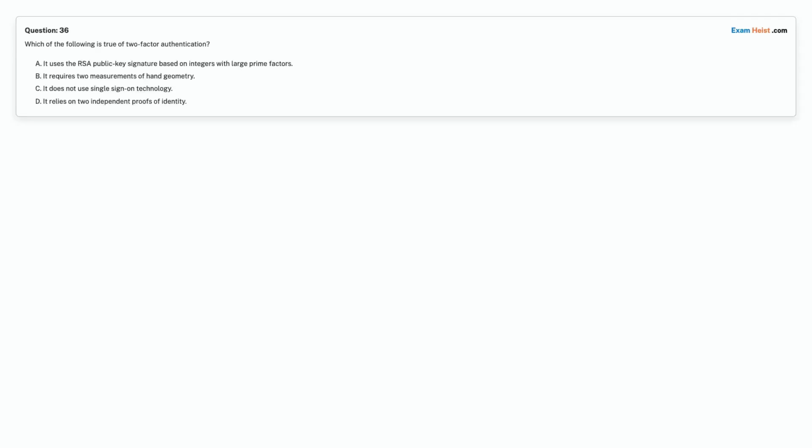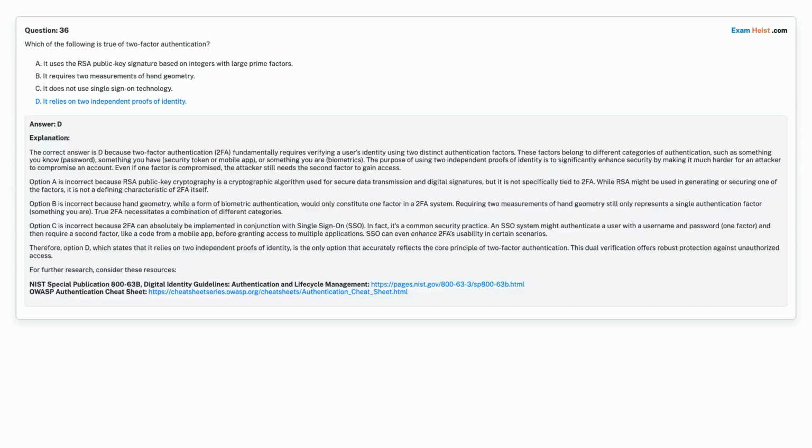Question 36. Which of the following is true of two-factor authentication? Option A, it uses the RSA public key signature based on integers with large prime factors. Option B, it requires two measurements of hand geometry. Option C, it does not use single sign-on technology. Option D, it relies on two independent proofs of identity. Choose the correct answer. Correct answer is option D, it relies on two independent proofs of identity.